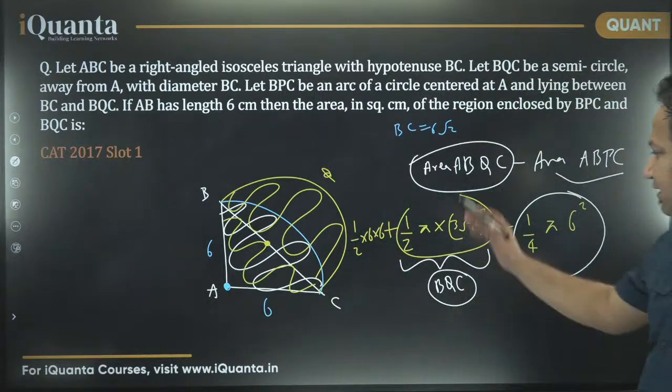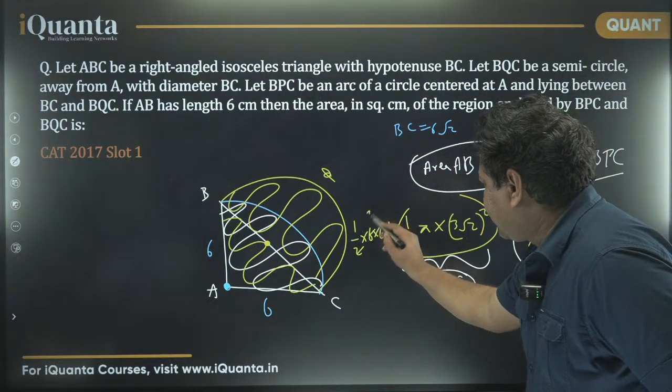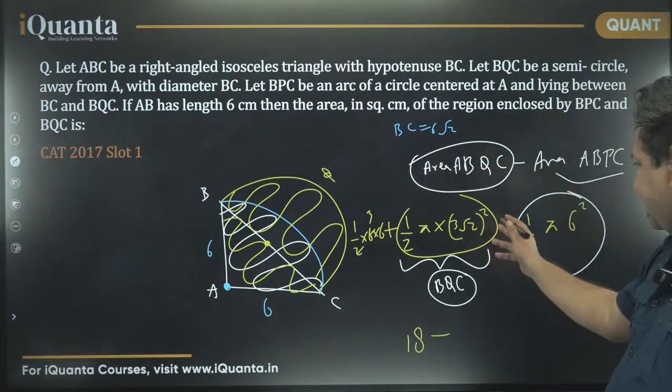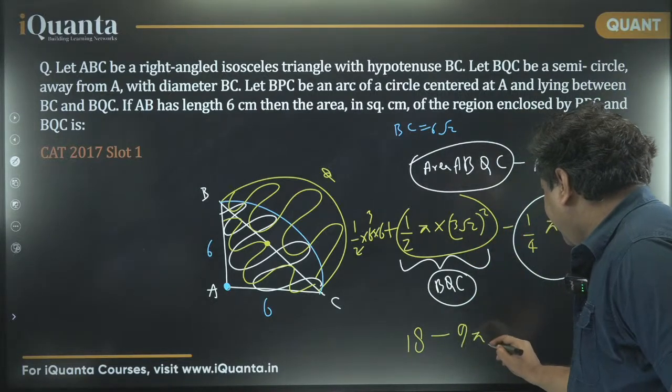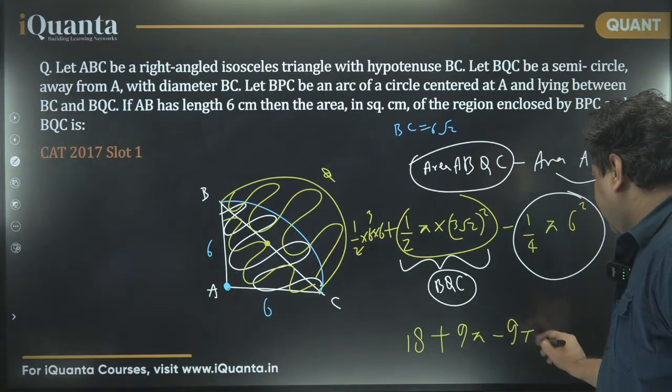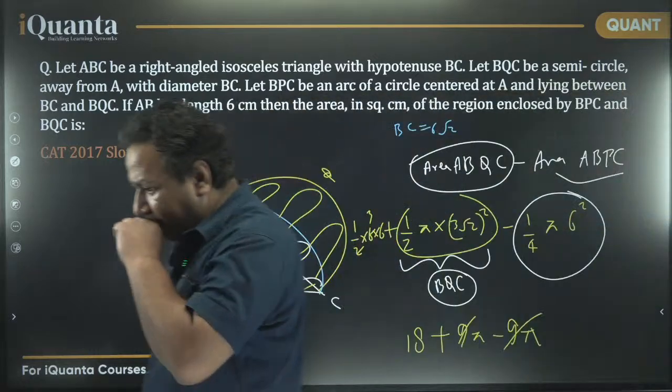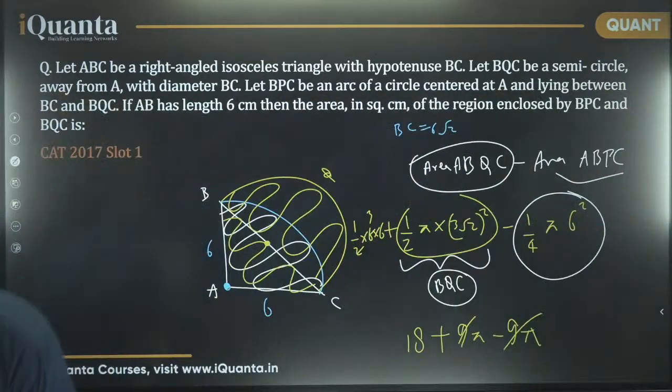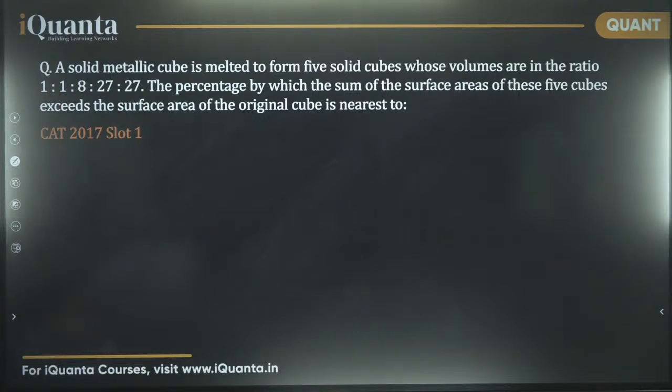Okay. Let's calculate this. So you will get 18 here, then 3 3s are 9, 2s are 18, cancelled, minus 9 pi, plus 9 pi, and that is again minus 9 pi, gets cancelled, answer is 18. Perfect. Okay, let's go ahead. Next.